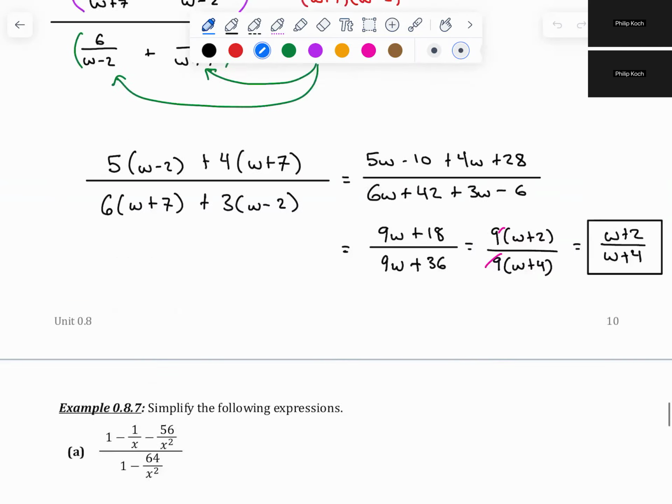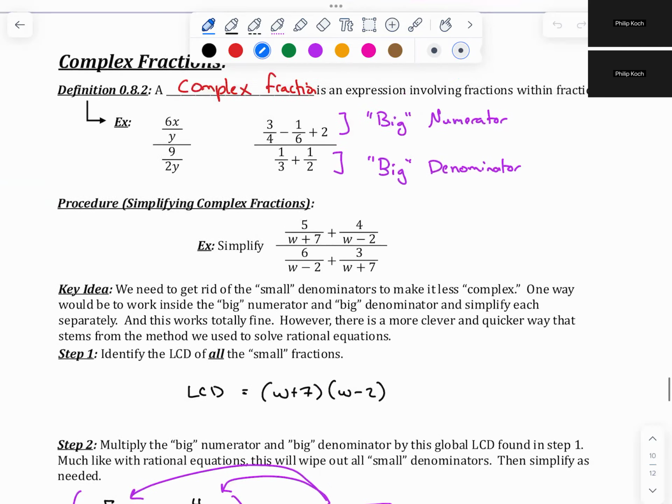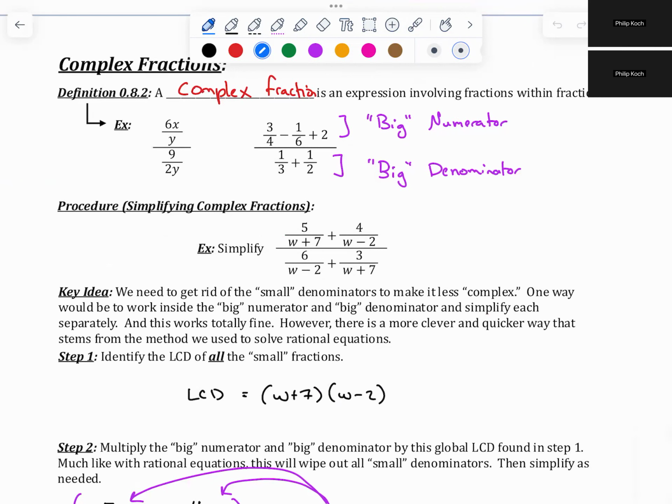We were talking last time about complex fractions, i.e., fractions within fractions. Just as a reminder of our terminology, there's the big numerator and the big denominator, and then there are the small denominators and small numerators. There is the old-fashioned way to simplify these, which would be to get it into a format where it's a fraction over a fraction, and you flip and multiply. That is one way, and it will work 100% of the time.